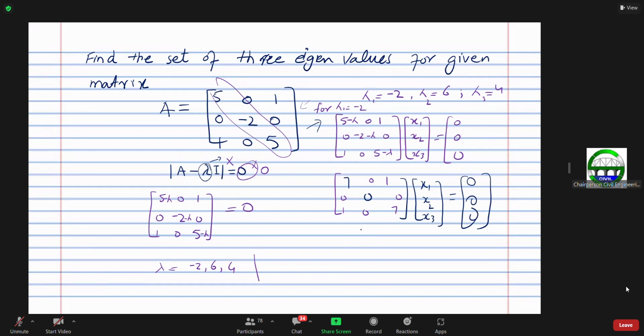Right? So again, x1 will be equal to the determinant of this one plus the determinant of this, equal to x2 over the determinant of this one, equal to x3 over the determinant of this one. You guys got it?